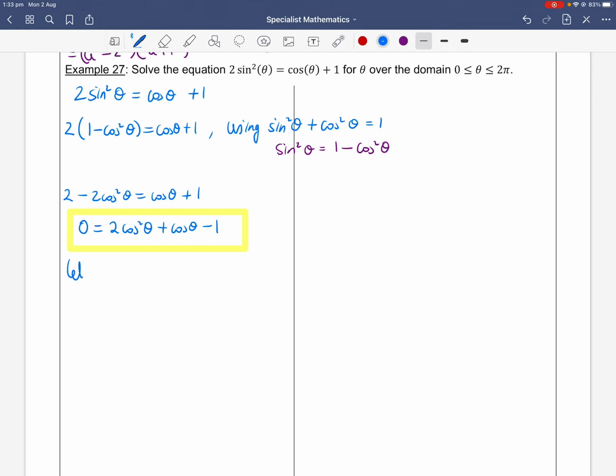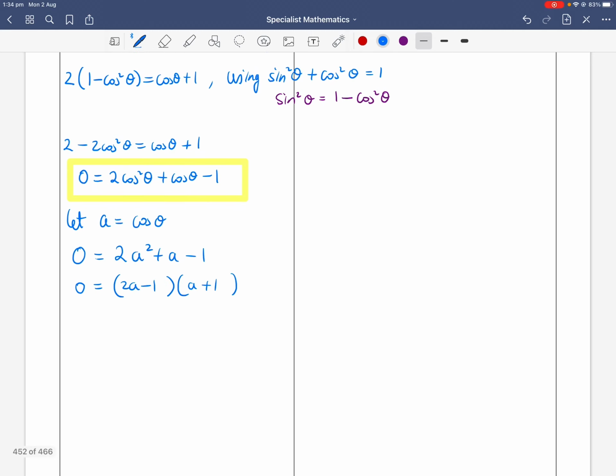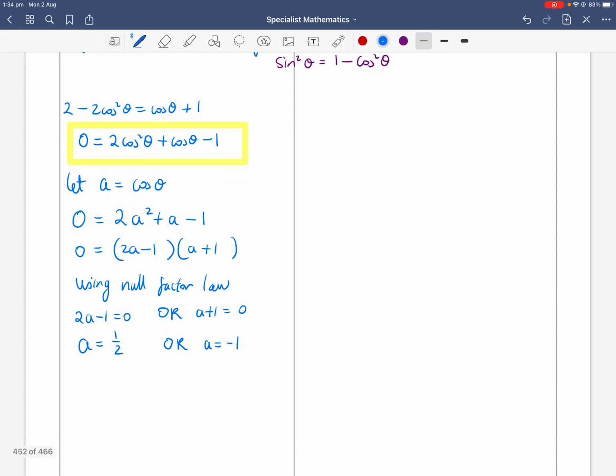So the trick was let a, or let any letter you choose, be cos theta. Then we get the quadratic equation 2a squared plus a minus 1. If we can factorize this, we get 2a minus 1 and a plus 1, using your favorite methods of factorizing. Using null factor law, we get that either 2a minus 1 equals 0 or a plus 1 equals 0. In other words, a is a half, or we get a is negative 1.